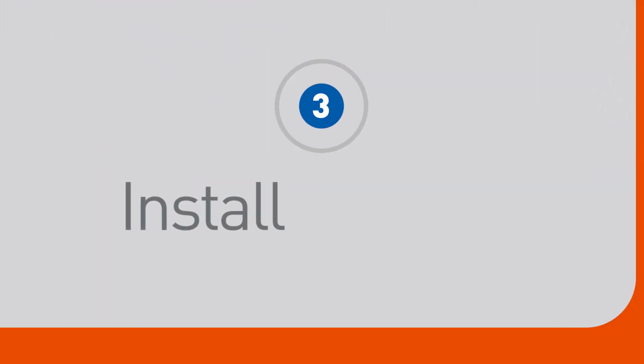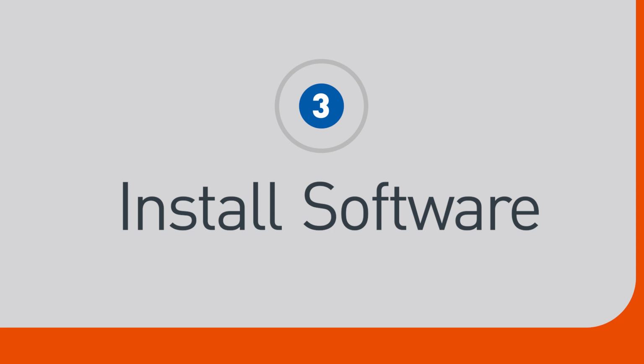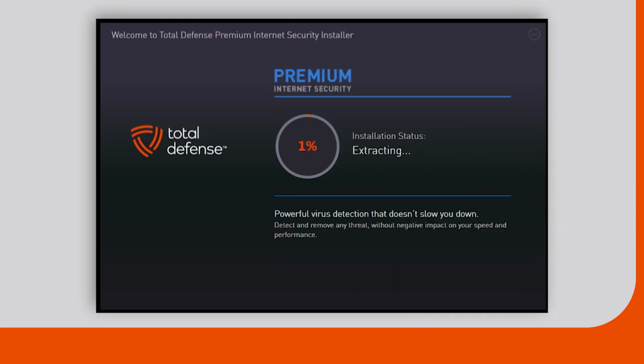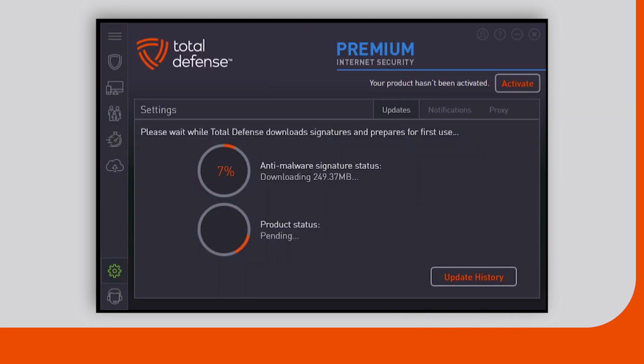Okay, it's time to install your software. Click Install and allow time for the product to install. Then, click the Finish button. Allow some time for the anti-malware signature files to download. Don't be alarmed if you see warnings in the next few minutes. Nothing to freak out about.